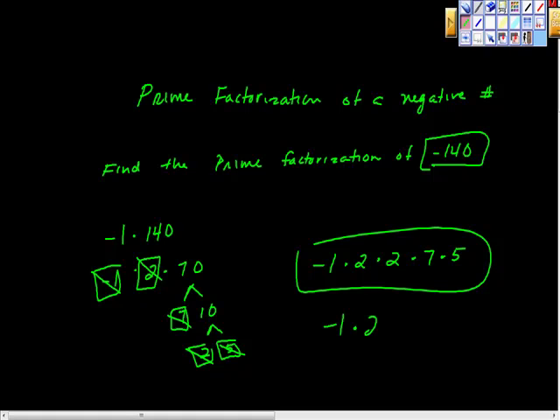2 times 2 is 2 squared, isn't it? Remember, don't put 4 because 4 is not prime, right? So you don't want to simplify this. Times 7 times 5. Done deal.